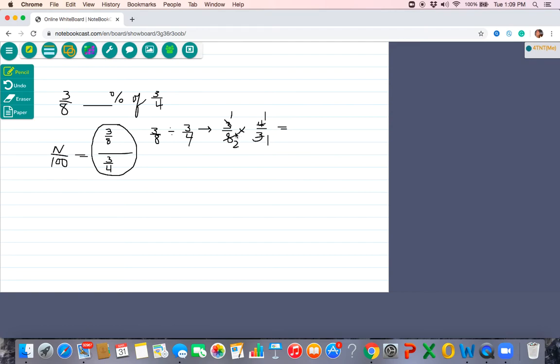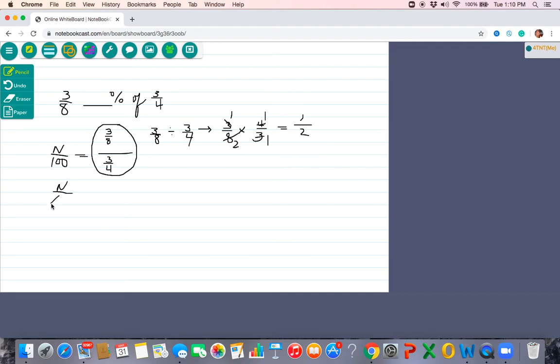Now I multiply across. 1 times 1 is 1. 2 times 1 is 2. That's 1/2. Oh, did I make this harder than it actually is? Because we just did that division, and maybe we didn't need to do that. But hey, we just reduced it down.